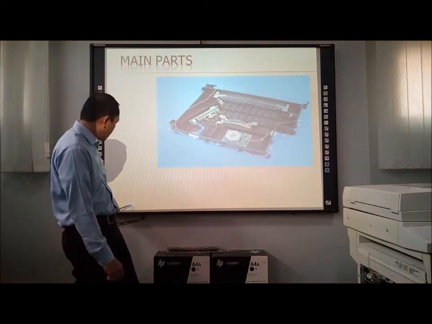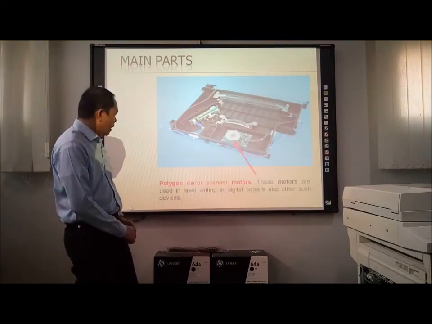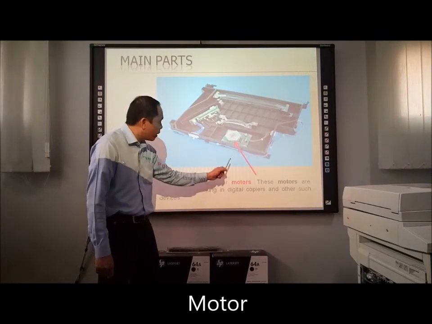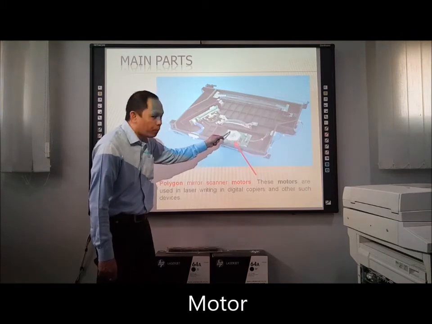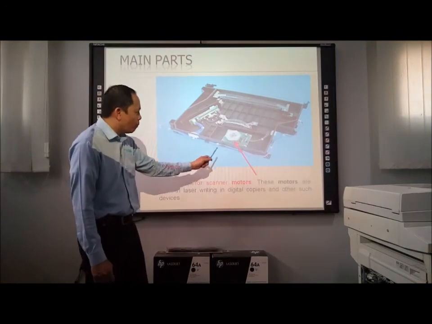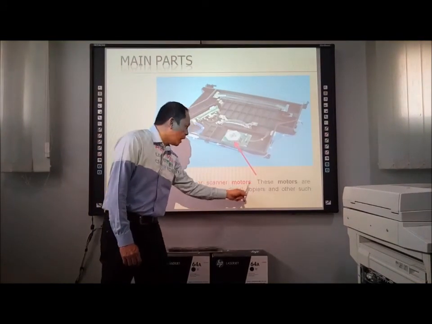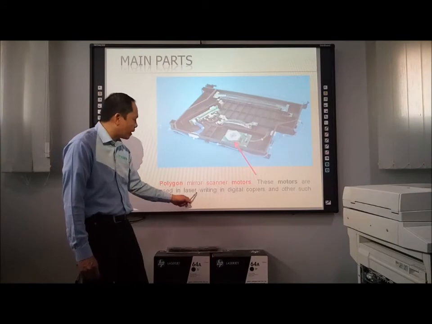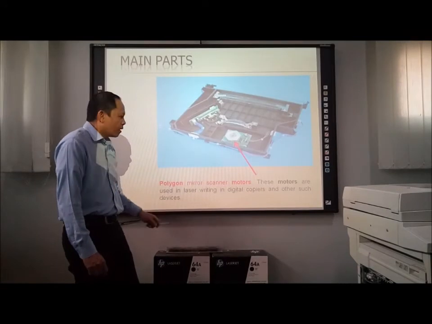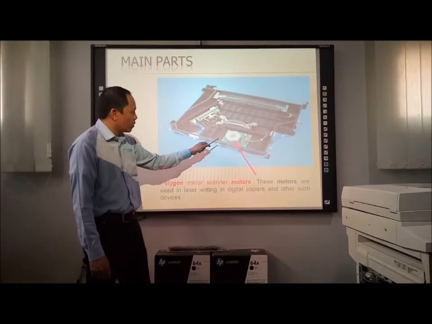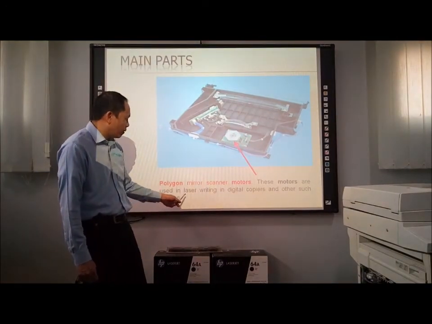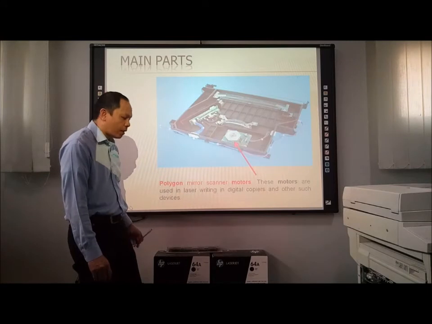Next, the Polygon Mirror scanner motor. Under the Polygon Mirror is the motor. This motor is used in laser writing in digital copiers and other such devices. The function of this motor is just to rotate the laser writing in digital copiers.